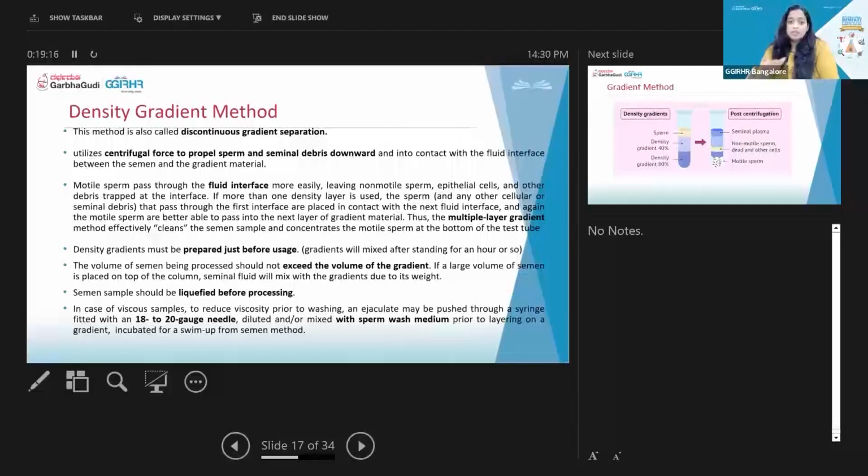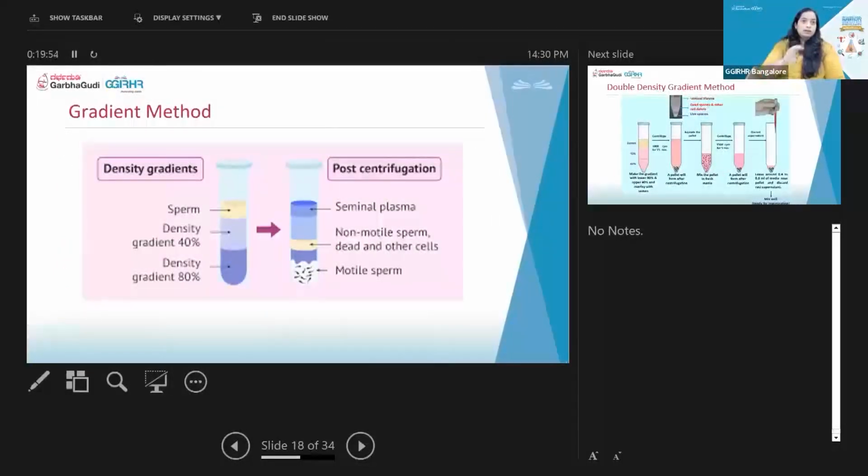The other thing is that you need to have a liquefied semen sample. For example, in case of a viscous sample, you need to wait for it to liquefy. If it is not liquefying even after waiting 30 or 40 or 45 minutes, you can add sperm wash media, give a gentle mix or pipette in and out, mix it properly, leave it for some time and wait for liquefaction. If not, you can use an 18 to 20 gauge needle and go in and out of the syringe, which is a mechanical way of liquefying the semen sample.